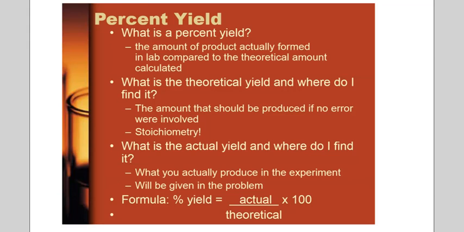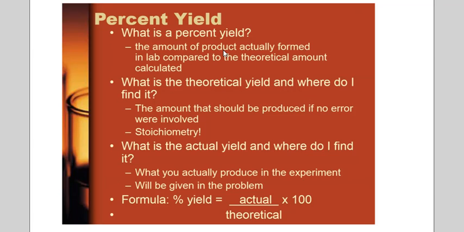In this video, we're going to learn about percent yield. So what is percent yield? Well, it's the amount of product that is actually formed in the lab compared to the theoretical amount. In a real lab, you never ever get 100% of what you expect to get. There's always some degree of error in there. So percent yield allows us to kind of calculate what that error might be.